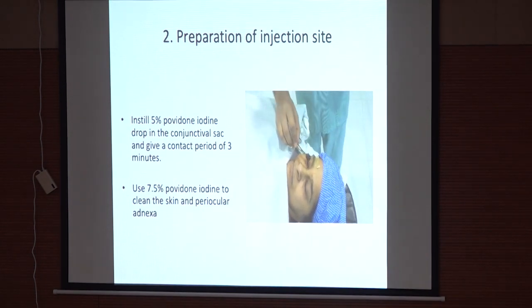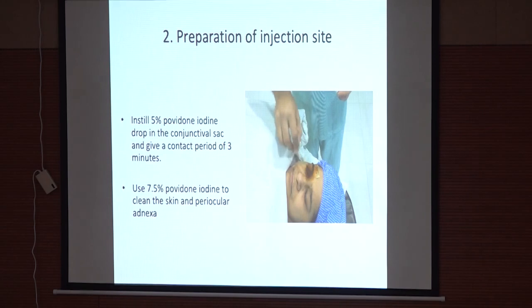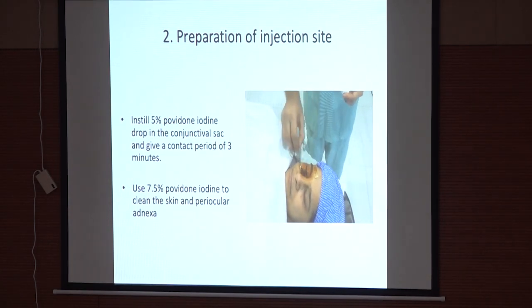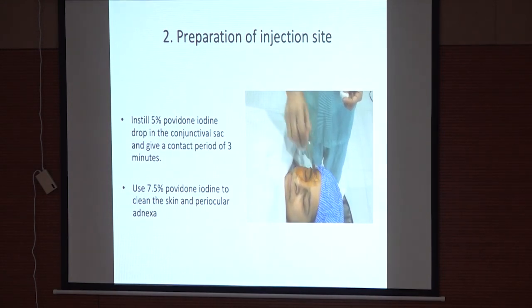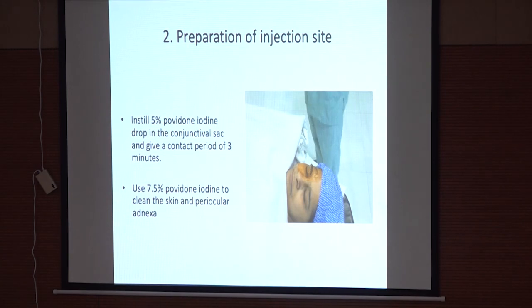The betadine drop should be the last drop to be put in the eye before the injection. You should not put an antibiotic or anesthetic drop after the betadine, because those eye drops are not that sterile. So the local anesthetic drop has to be put first, and then you have to put a drop of betadine. After that, no drop should be put till you inject the medicine. Clear?